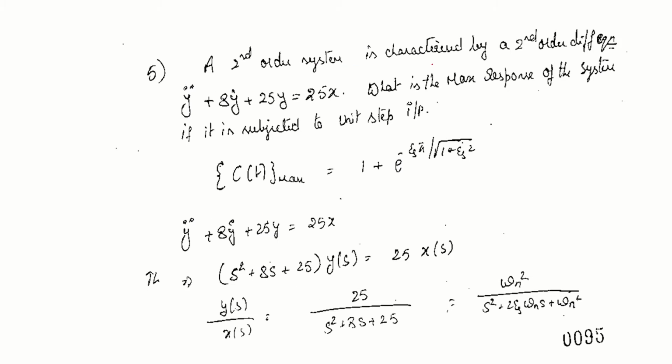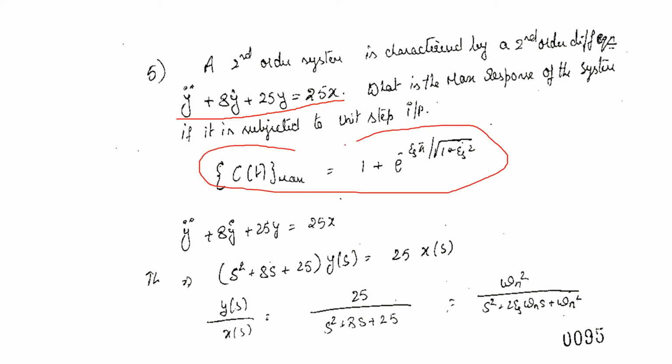Next, a second order system is characterized by a second order differential equation: y double dot + 8y dot + 25y = 25x. What is the maximum response of the system if it is subjected to unit step input? You know, the maximum response equation is this one.